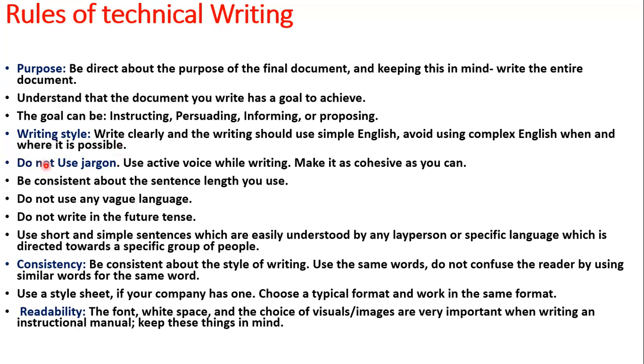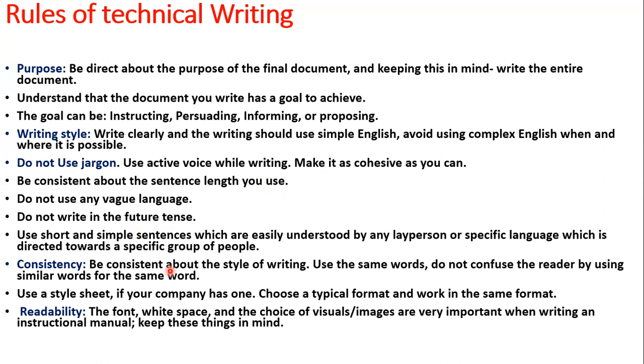Do not use jargon. Jargon, as I have explained, means dual-meaning words, words which have a different meaning for the user and for the creator, speaker and writer. Everybody understands something differently, whereas in technical and business writing the object is that whatever concept is in the mind of the writer, the same concept should be delivered to the person. Therefore, agreed formal language has to be used. Make it as cohesive as you can and be consistent about sentence length. All these things we have learned in the previous sessions.